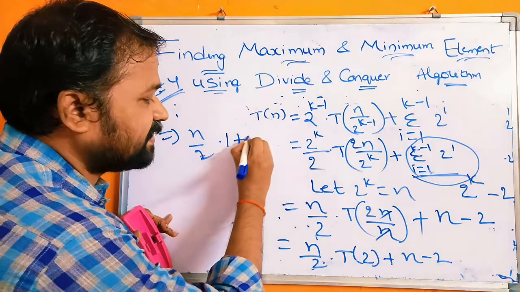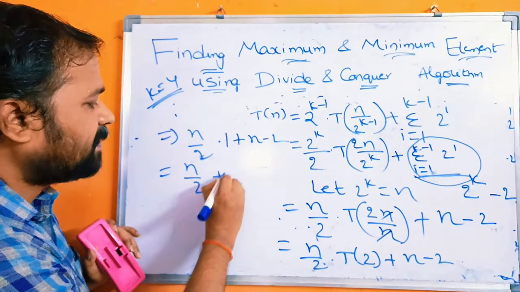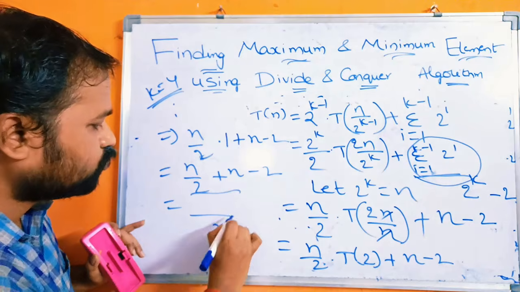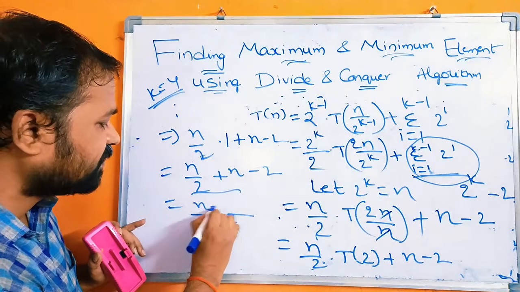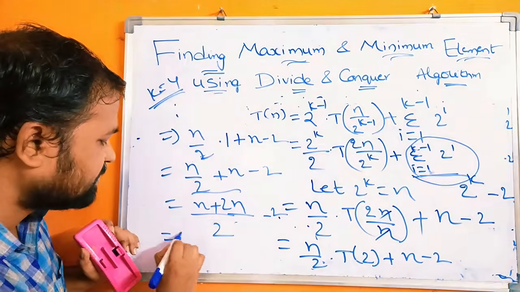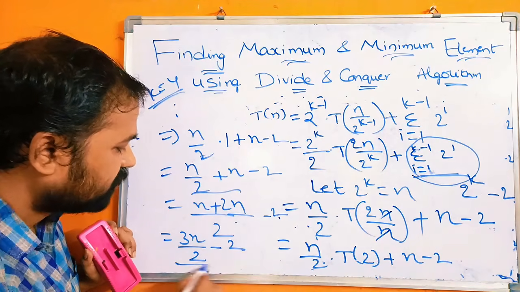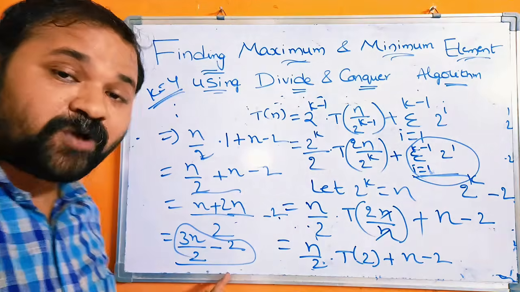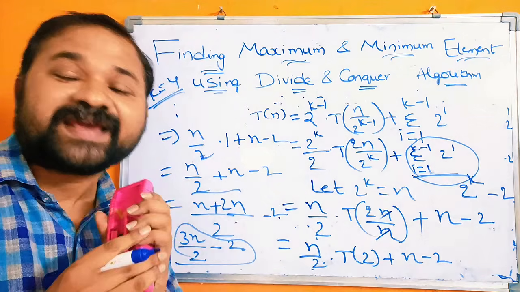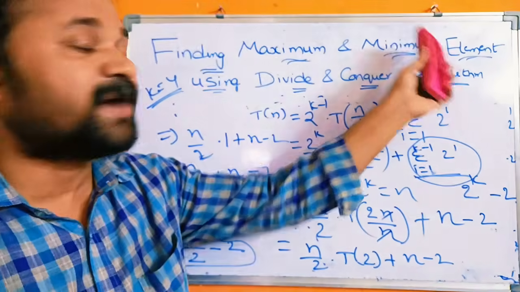So plus n minus 2. So n by 2 into 1 means n by 2 plus n minus 2. If we derive this, 2 into 1 means 1n, 1 into 2 means 2, so 2n minus 2. So n plus 2n means 3n. So 3n by 2 minus 2. So this is nothing but the time complexity, the best case, worst case and average case time complexity, in order to find the maximum and minimum element.